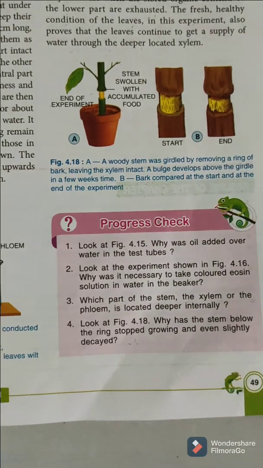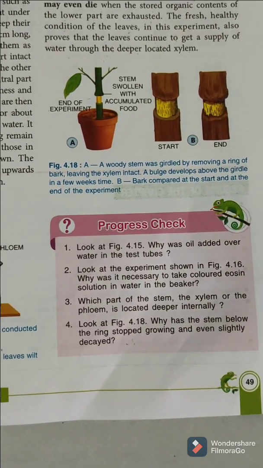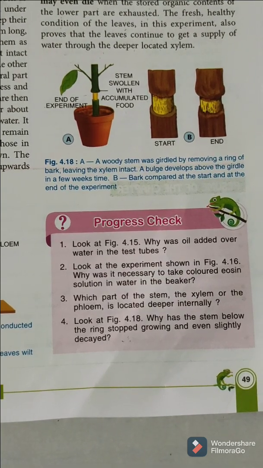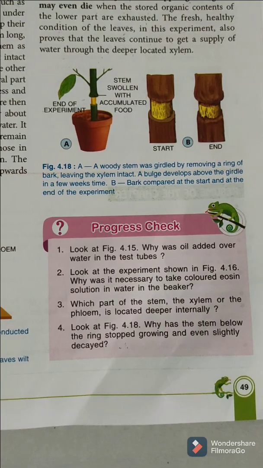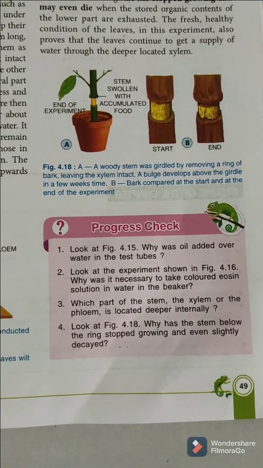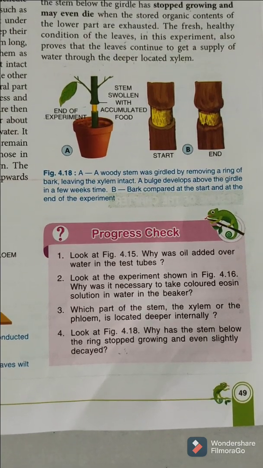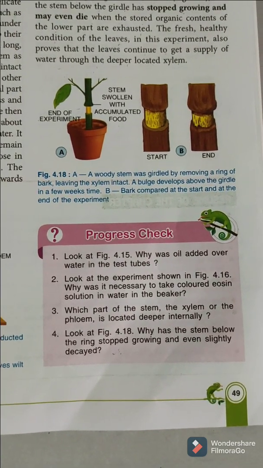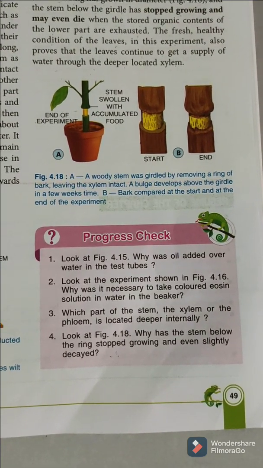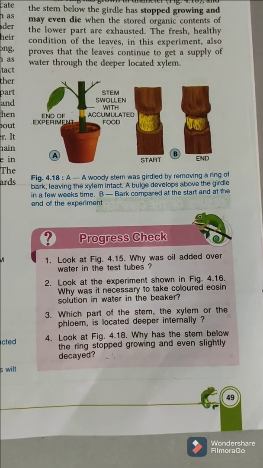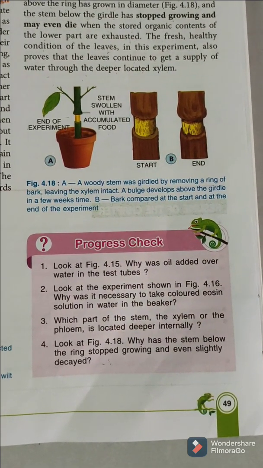Second, look at the experiment shown in figure 4.16. Here you have to answer, why was it necessary to take colored eosin solution in water in the beaker? So that when water is absorbed by the roots, it will enter into xylem tissue. So we have to show that water is conducted through xylem tissue, and after this experiment, when we examine the transverse section of stem or root, we can observe red colored tissue.